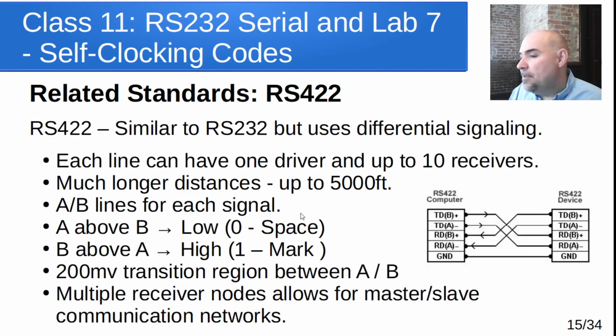Now, related standards that are similar to RS232 but came a little bit later and offer advantages. There's a thing called RS422. And that's similar to RS232, but it uses what's called differential signaling. What differential signaling means is that every line, rather than just having a receive and a transmit, the receive has two wires, and the transmit has two wires. Now, what's the advantage of that? Because it seems like we're just adding extra wires.